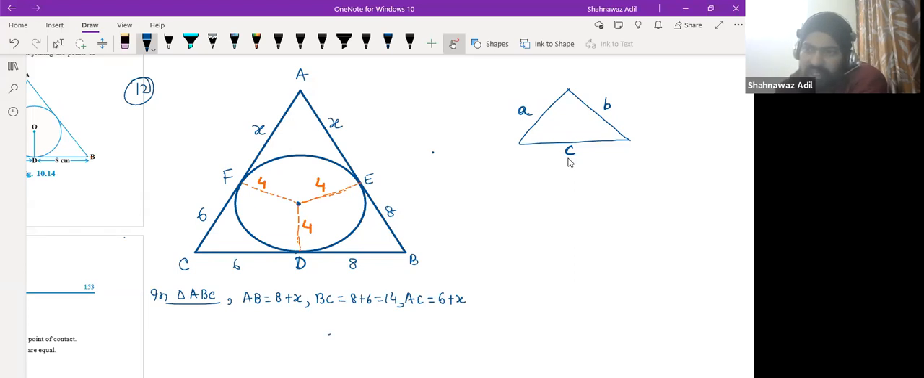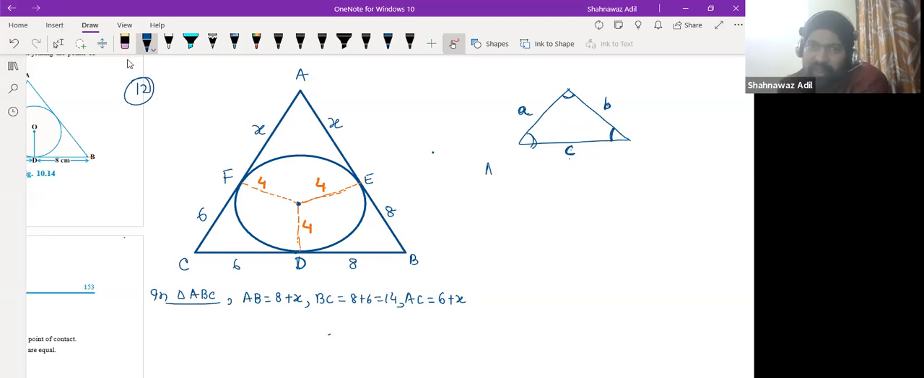So how do we calculate the area of this triangle if we know the three sides? How do we calculate that? I'm talking about these sides, not about the angles. I'm asking how we can find the area of this triangle if you know the three sides, A, B, and C.